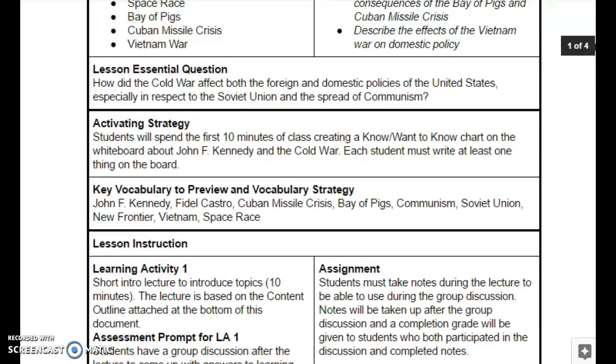And so basically the goal of this is to have every student write down at least one thing that they know or want to know, and then we can try to cover those things and get them personally involved in the lesson so that they're willing to participate.